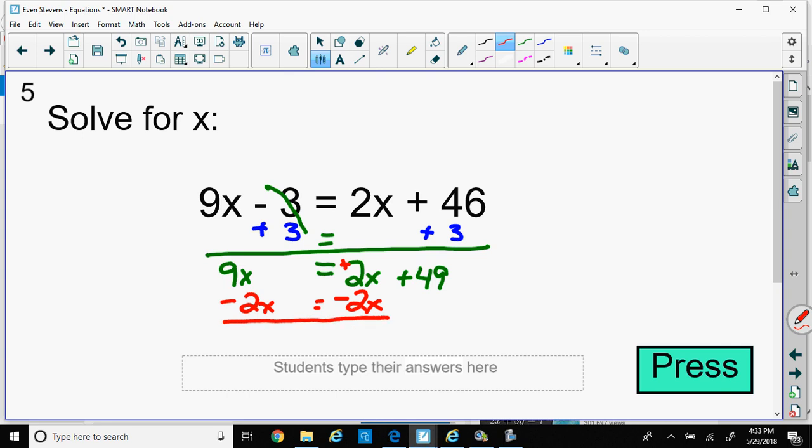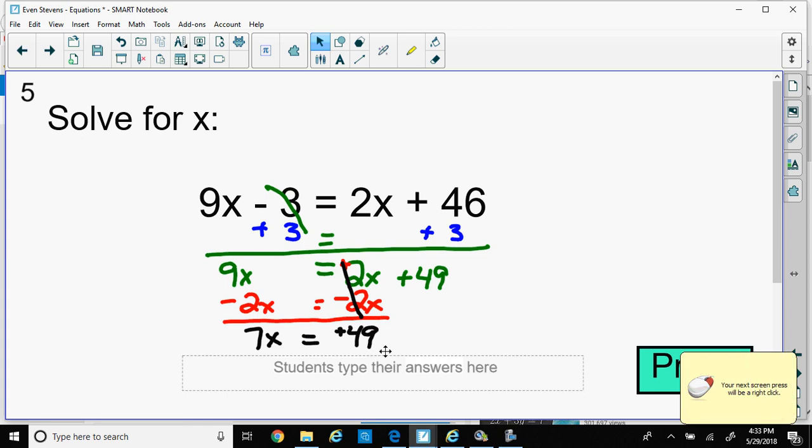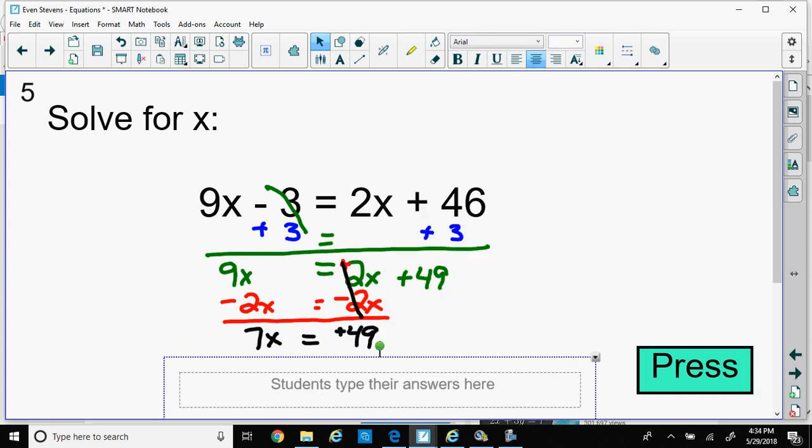So now let's solve our equation. We have 9x minus 2x. That'll give us 7x, and the 2x's canceled out. And we have a positive 49 that we have to solve for x. So we have 7x is equal to 49. So let's solve that for x. Let's move that down a little bit.